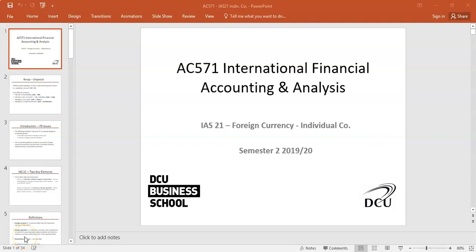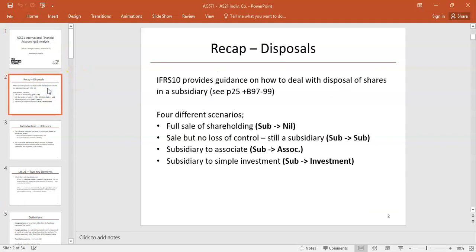In this lecture, we're going to introduce the new standard IAS 21. Right, so in terms of where we are to date, the last main area we covered was disposal of subsidiaries, and we said there's four main scenarios, depending on whether you sell all of the subsidiary, partially sell the subsidiary, or whether you maintain control. So it's important to go back over those.